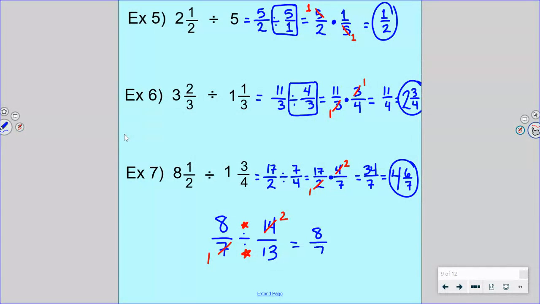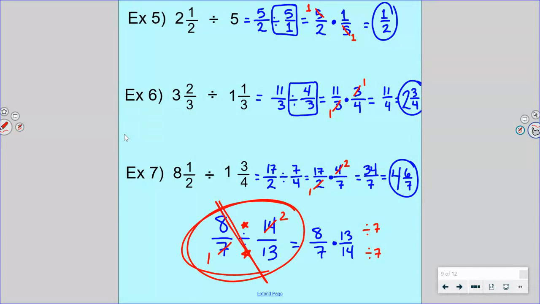We would have had 8 over 7 times the multiplicative inverse. Please notice they do not both share a 7 in numerator and denominator. That 14 should have been eventually switched down below. So do not cross reduce in any operation except for multiplication. That's my little fair warning.